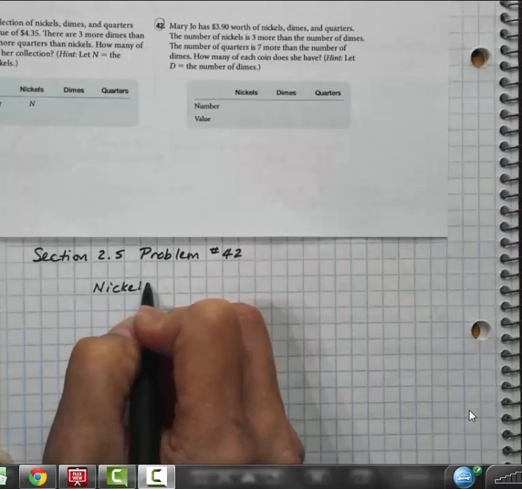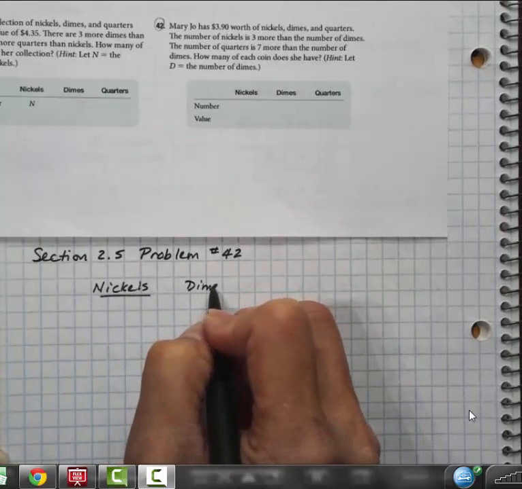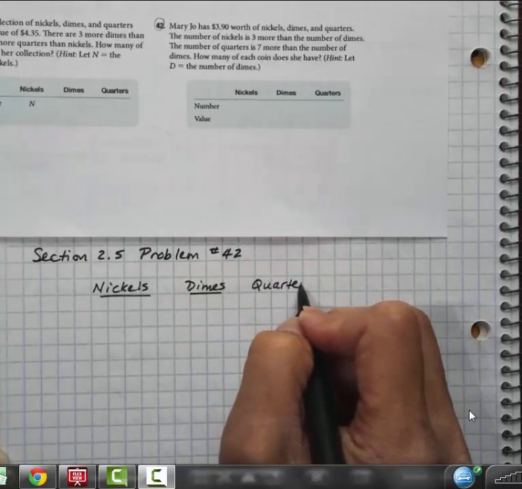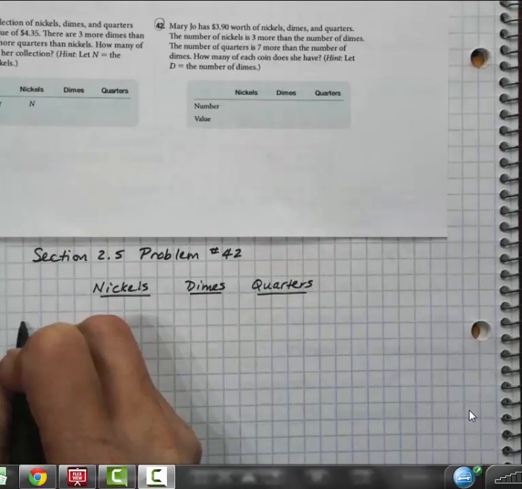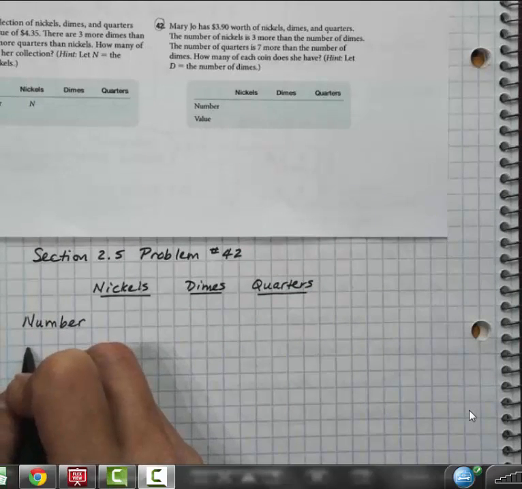And notice that they're going to ask us for the number of nickels, the number of dimes, and the number of quarters that we're going to need. So there's our number down over on the left. And then they're going to ask us, what's the value of those coins?